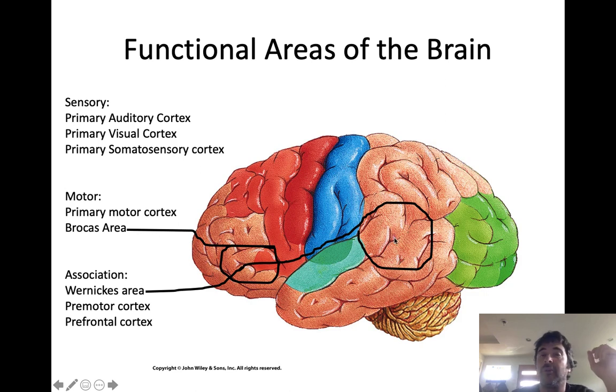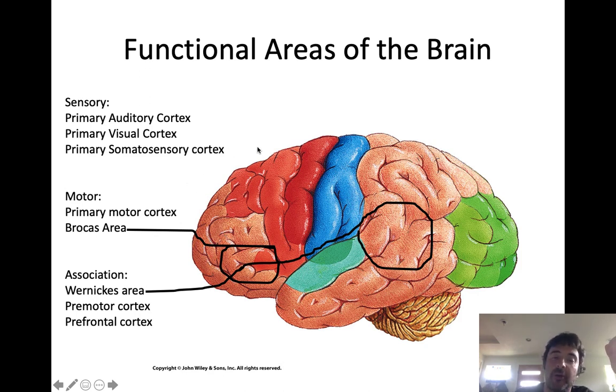So Wernicke's area, which I would never ask you to identify anatomically, is responsible for understanding language. We'll think of it very generally because we're in a big hurry today, but it's responsible for understanding language. Premotor cortex isn't responsible for initiating skeletal muscle contraction. It plans skeletal muscle contraction. And the prefrontal cortex right here is responsible for what are called executive functions, what we think of as higher order thought. So we'll elaborate on that.